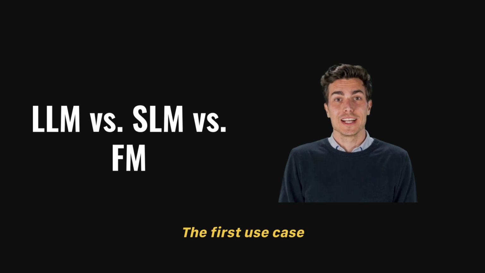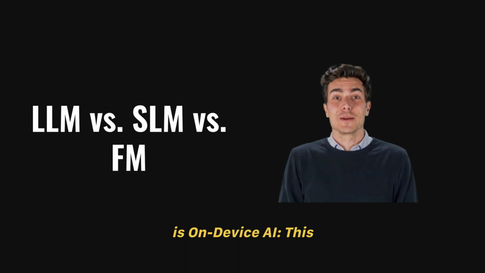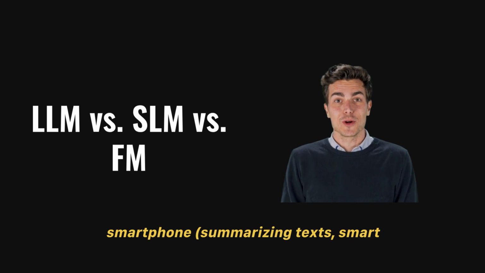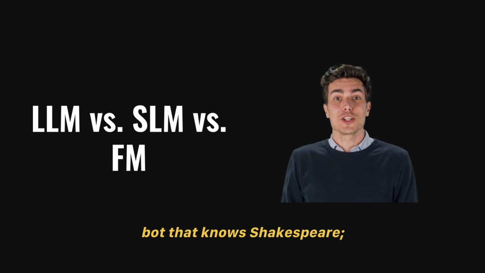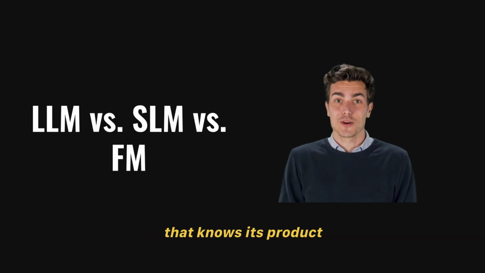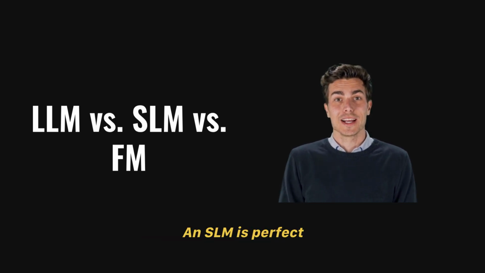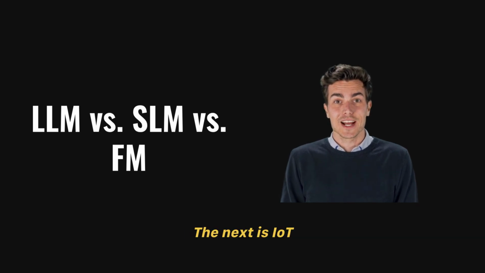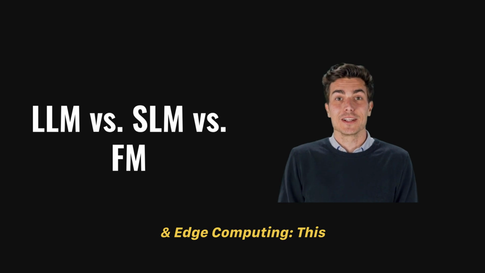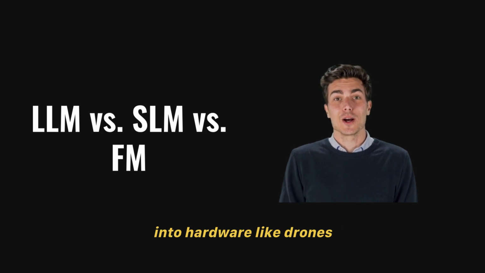The first use case is on-device AI. This is one of the best features on your smartphone, summarizing texts, smart replies that work without internet. The next one is customer service bots. A company doesn't need a bot that knows Shakespeare, it needs a bot that knows its product catalog. An SLM is perfect for this kind of work. The next is IoT and edge computing. This is like putting intelligence into hardware like drones or industrial sensors.